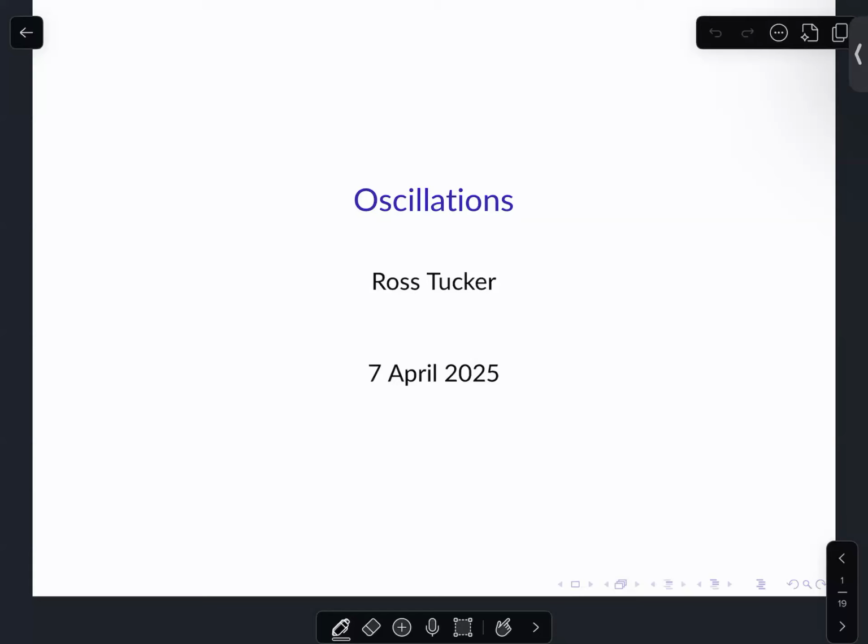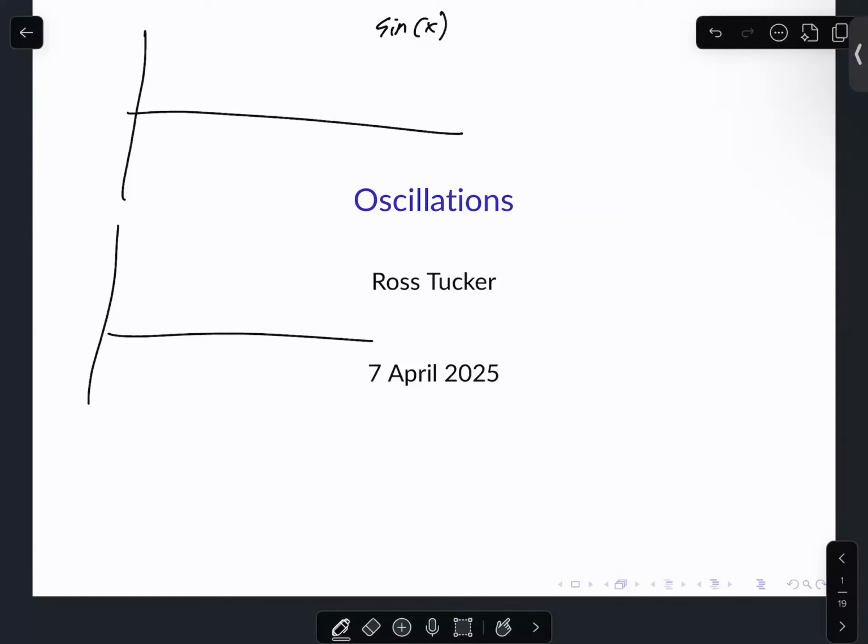Sine and cos, graph them. Sine of x, cos of x. You know what? Let's.